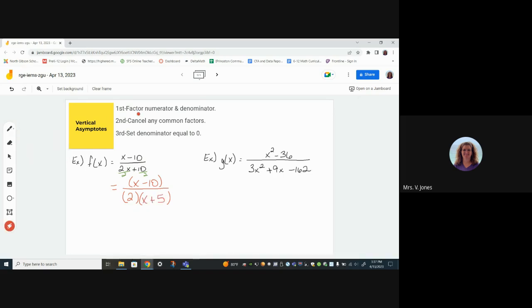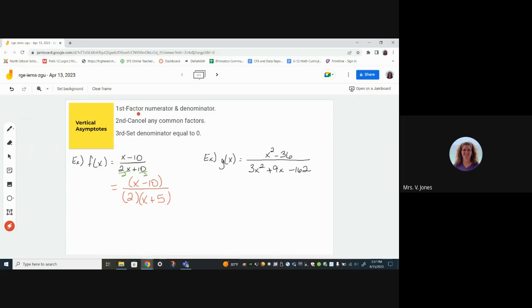You can check this if you come down here and do the distributive property. 2 times x is your 2x. 2 times 5 is your positive 10. So after you factor, you should always go back and multiply those together to make sure that you get what you started with.